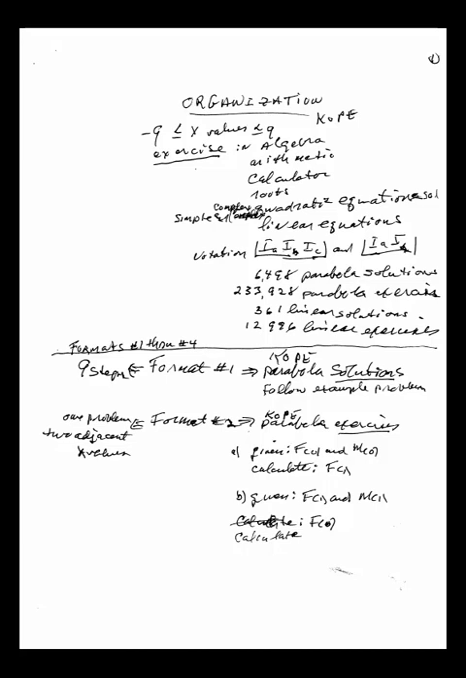On the organizations, we have the X values are less than or equal to 9, and greater than or equal to minus 9. These are more or less exercises in algebra, arithmetic, calculator, roots, simple and complex linear equations, notation like I sub A, I sub B, I sub C, and I sub A and I sub B.